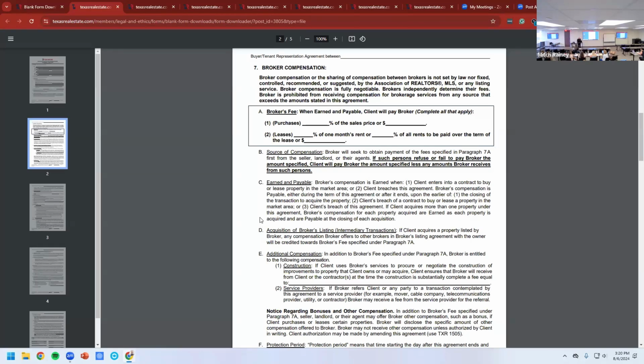If the client acquires more than one property, compensation is due on each one of those. Okay, got that? Now D, acquisition of broker's listing, intermediary transactions. If client acquires a property listed by broker, any compensation broker offers to other brokers in broker's listing agreement with the owner will be credited towards the broker's fee specified under A. This is where it says whatever, if they're not offering anything, we have nothing to collect. It's whatever's on the listing agreement, paragraph 5B.